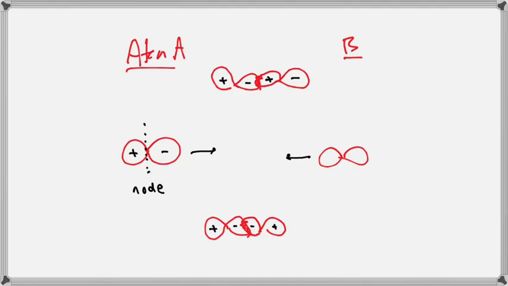Right? So we aren't flipping both. We're only flipping one. These are the only two possible combinations that we can get. Why is this important to us?